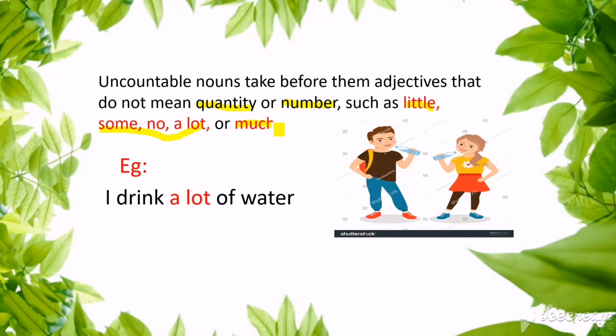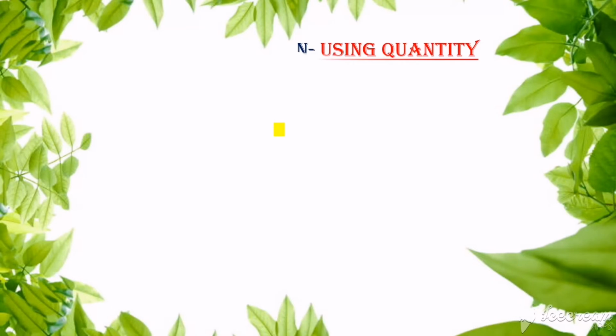For example, 1 liter, 2 liters, no, it is not mentioned. Can you mention 1, 2? No. So words like a lot, little, some, no, much do not represent a particular quantity. Therefore, they are used to represent uncountable nouns. Now, let's see how quantities are used to represent uncountable nouns. So how can we use quantity in order to represent an uncountable noun?